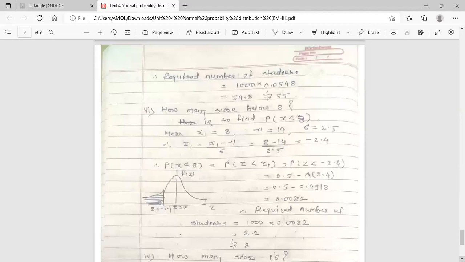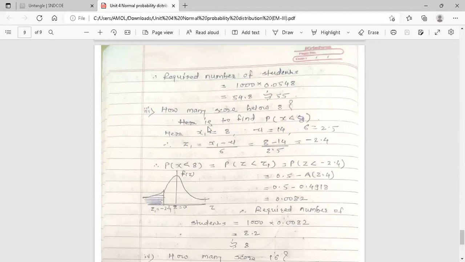Now we want how many score above 18 out of 1000 students. So the required number of students is equal to 1000 into the probability 0.0548, and it is nothing but 54.8, which means approximately 55. So the number of students who score above 18 is 55. Okay, this is the answer of the second sub question. Now the third sub question in the same question is how many score below 8. How many score below 8 means to find the probability when x is less than 8.